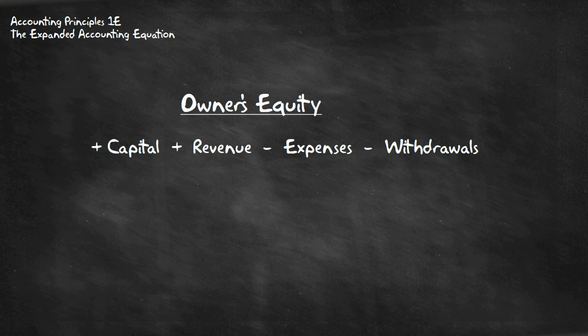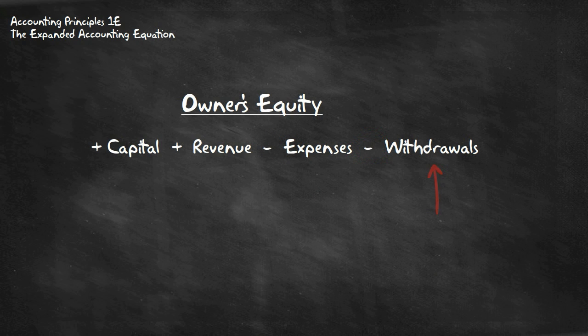Remember from our prior videos, the capital account is for the personal investment the owner makes into the business. This increases equity. Revenues increase equity and account for services performed for customers. Expenses decrease equity and are incurred by the business while trying to make revenue. Withdrawals decrease equity as they account for assets the owner takes back out of the business for personal use.